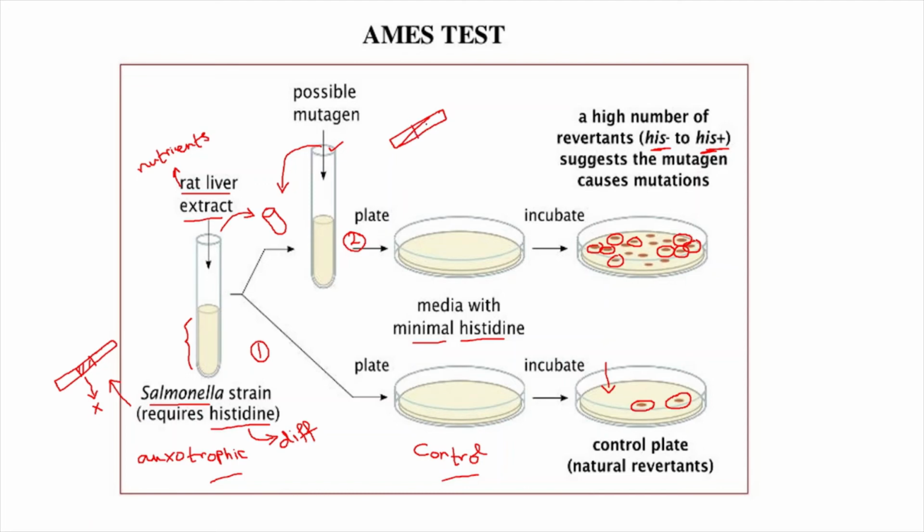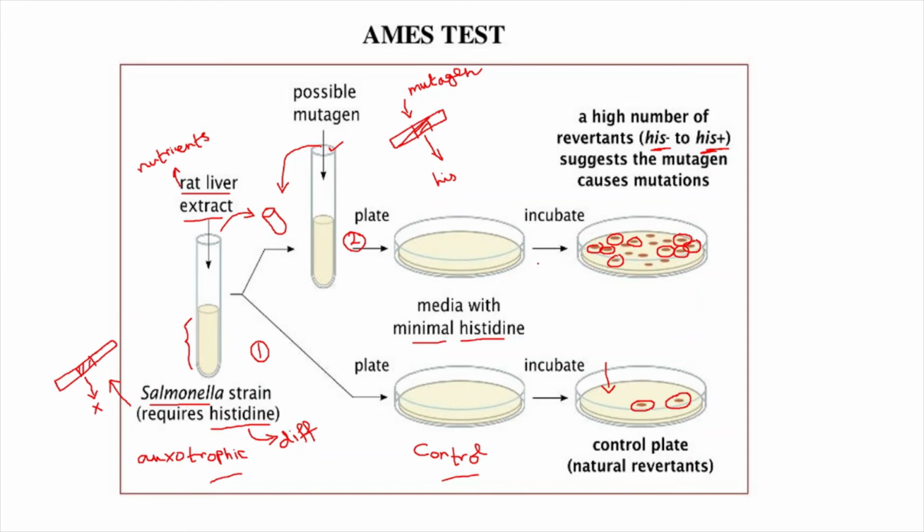So suppose this is the operon again, and here you have the gene for histidine. When you are adding this possible mutagen from outside, it is causing a sort of frame shift mutation, and because of that, now this operon can synthesize histidine. Okay, so now this operon can synthesize histidine. So now these bacteria do not require any further addition of histidine from outside.